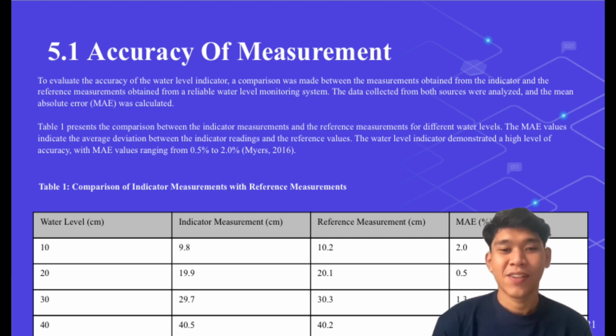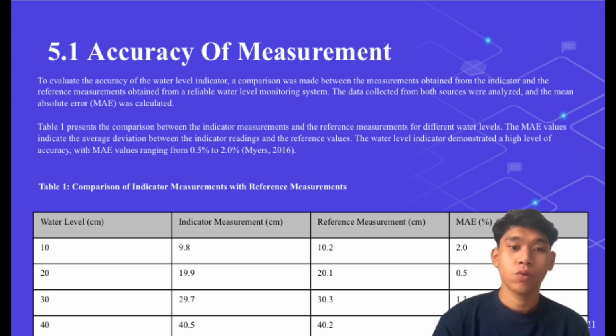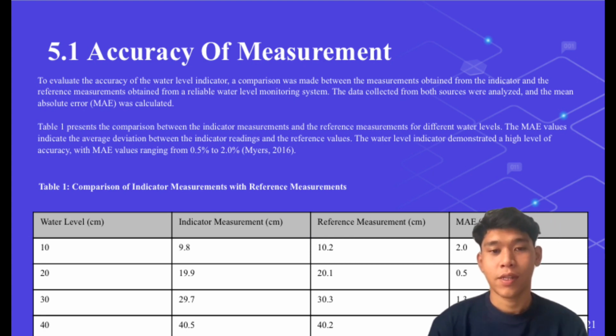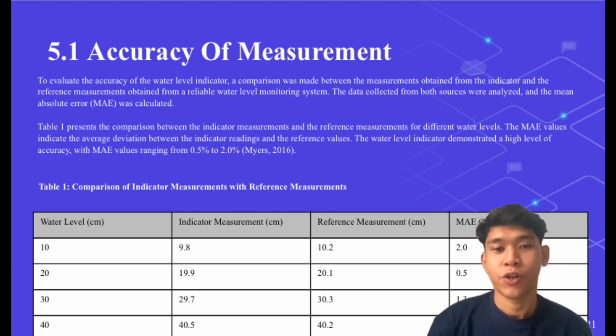The water level indicator demonstrated a high level of accuracy with MAE values ranging from 0.5% to 2.0%. This is Table 1, which shows the comparison of indicator measurement with reference measurement.